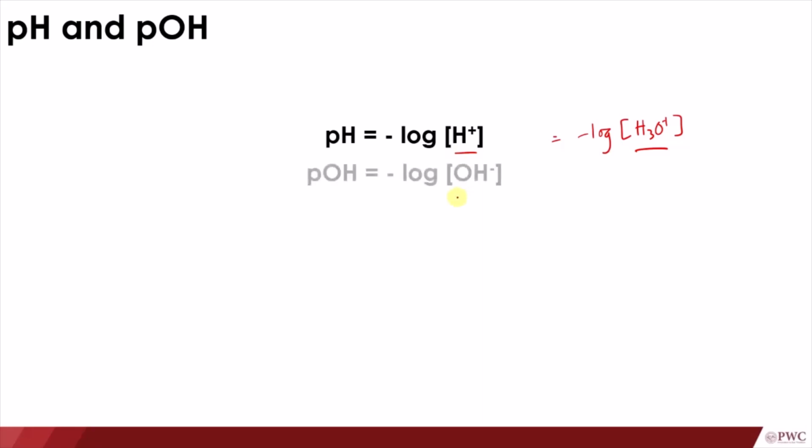We also have the pOH. pOH is similar to pH, but instead of the H plus concentration, it depends on the concentration of the hydroxide, or the OH minus concentration.